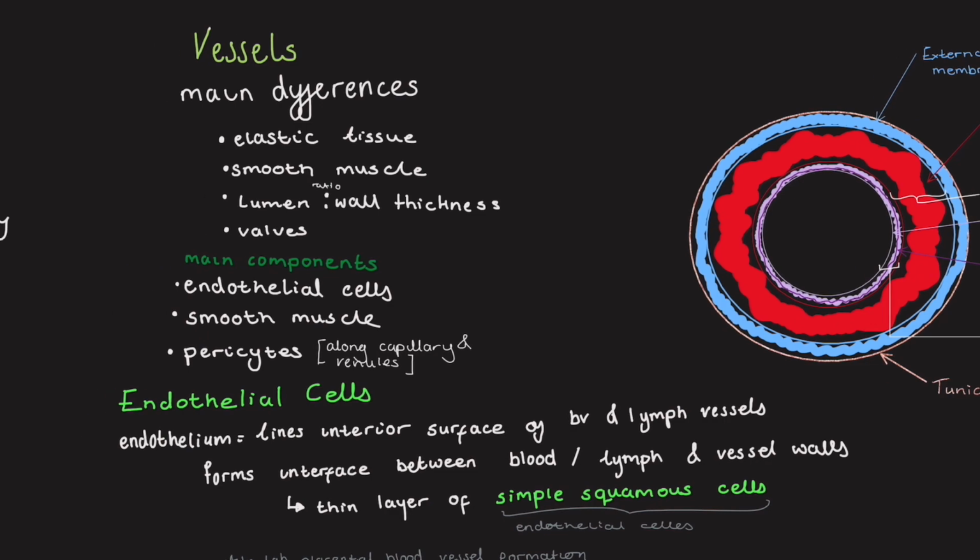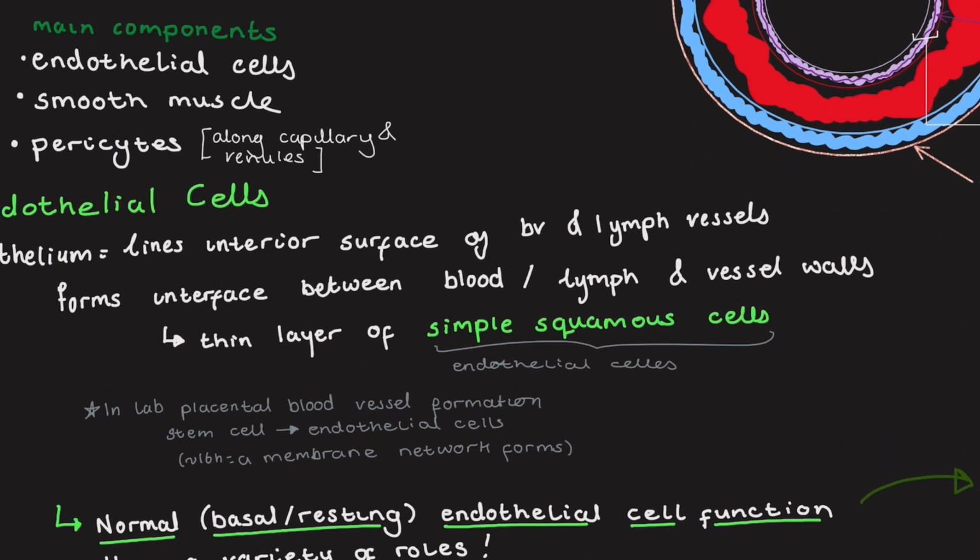And just a quick recap on endothelial cells. So the endothelium is a type of epithelium tissue that lines the interior surface of a blood vessel and lymph vessel. It forms an interface between the circulating blood or lymph and the rest of the vessel wall, and it's made from a thin layer of simple squamous cells known as endothelial cells.